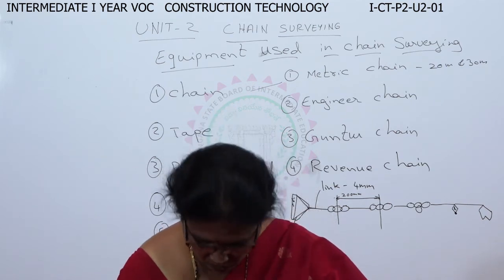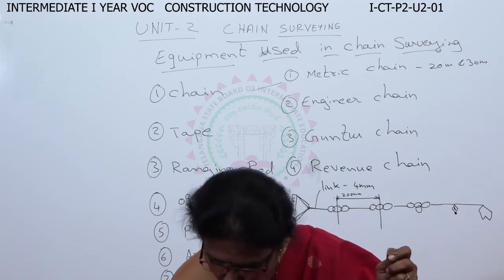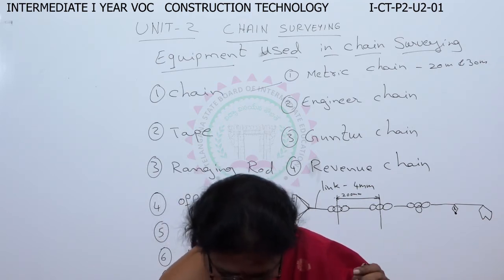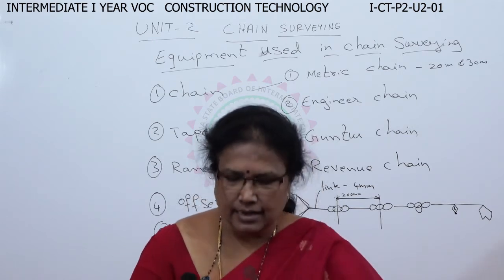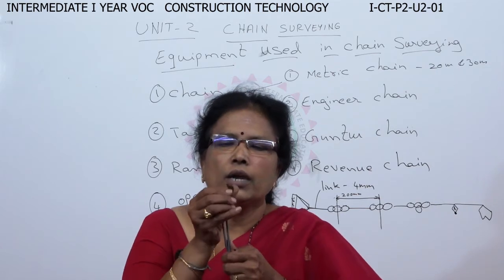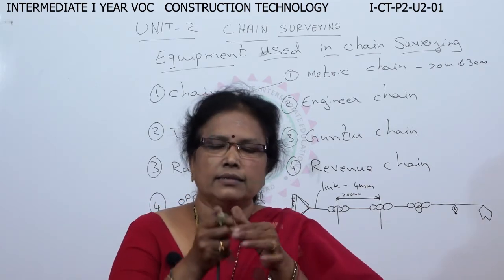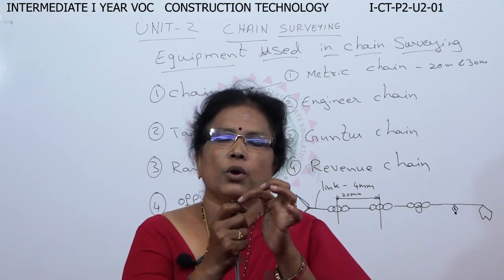5 meters, you will have a tally with 1 end. Tally with 1 end for 5 meters and tally with 2 ends for 10 meters. See, this is the tally with 2 edges. That is for 10 meters. And this is the tally for 15 meters. You have 3.